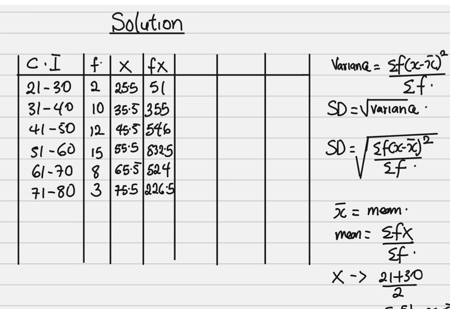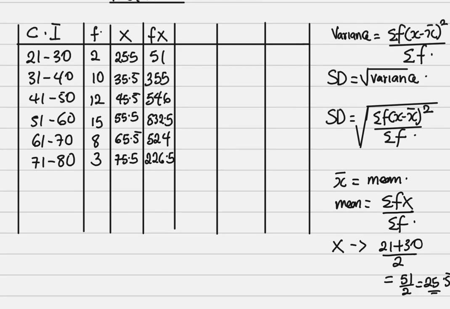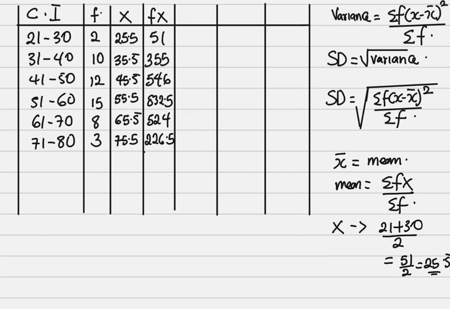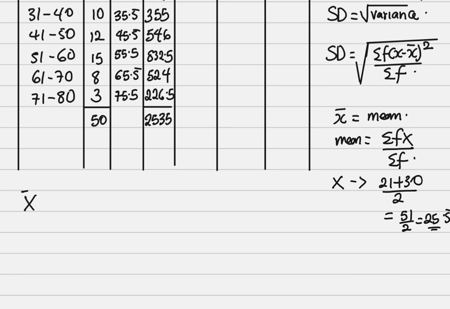Now what I did here is to multiply frequency and our mid value. So summation f here, of course, is 50. And if you add the fx column, you are going to get 2535. Right, we go straight to find our x bar, which is the mean, which is summation fx all over summation f. So we are going to have 2535 over 50, and our answer is 50.7. So we are good to go.